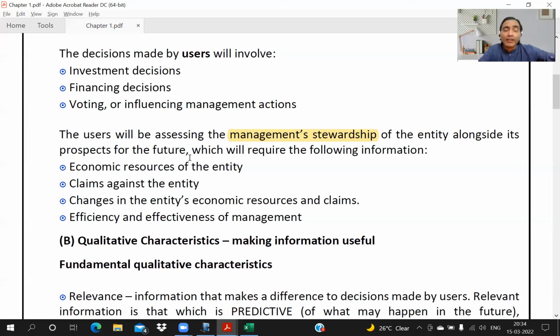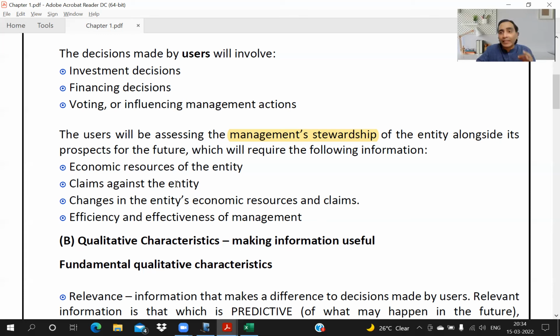whether it is worth staying in this company, staying invested in this company, which will require the following information like economic resources of the entity. So naturally the users would like to know what are the assets, what are the liabilities, that is the claims against the entity, nothing but the liabilities. Changes in the entity's economic resources and claims, that is incomes and expenses, right? Incomes and expenses create changes in the economic resources and claims of the entity. And finally, the financial reports help in verifying the efficiency and effectiveness of the management.